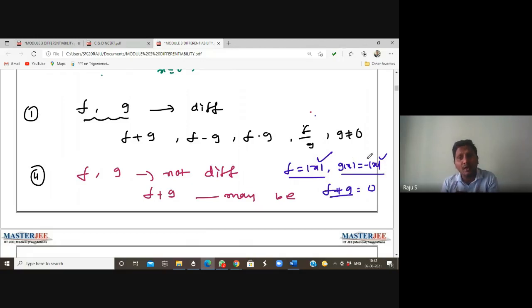In the same way, for the product, here f is not differentiable, g is not differentiable. What is f into g? It is equal to minus x square. So minus x square is always differentiable. So f comma g are not differentiable, even though sometimes f plus g, f into g are differentiable. We can't say that f plus g, f into g are always not differentiable. So it may be differentiable also.